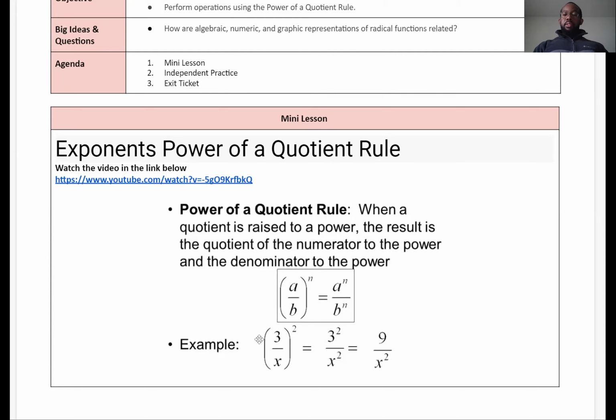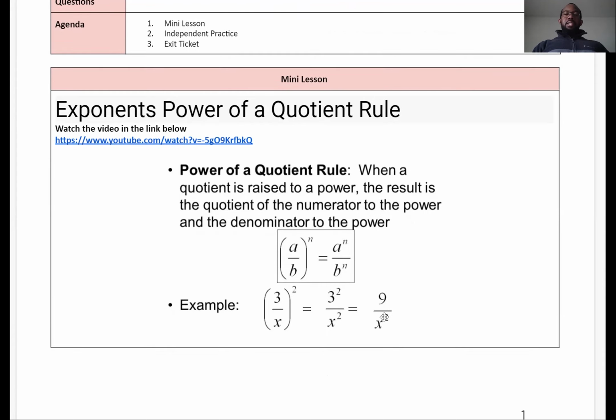Now here's an example. You have 3 over x, all raised to the second power. That means you're going to give the 3 that power as well as the x. So we're going to have 3 squared divided by x squared. You're raising both the 3 and the x to the second power. We know 3 squared is 9, and we don't know what x squared is, because we don't know what number is represented by x. So we're going to leave that as x squared.